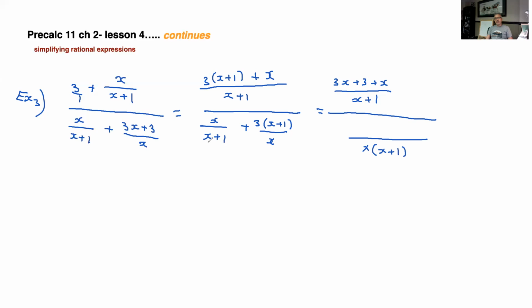I compare this to this, it's missing the x. That's what you have to multiply the top by. Plus, you compare this to this, it's missing the x plus 1, therefore the 3 and the x plus 1 on top has to be multiplied by the x plus 1. Simplify that, the top, I get 4x plus 3 over x plus 1.